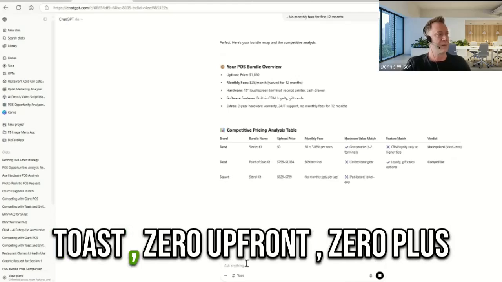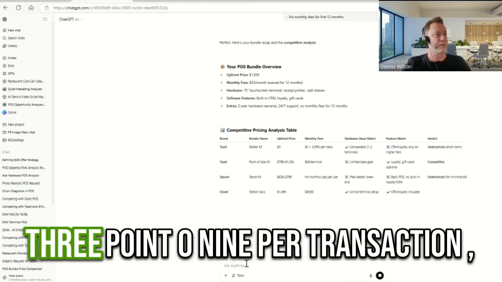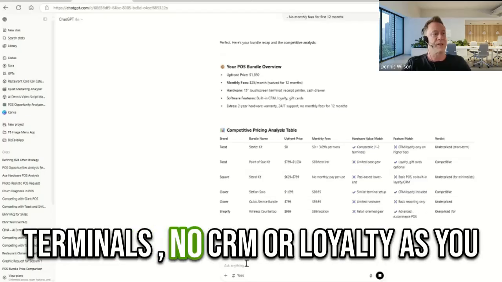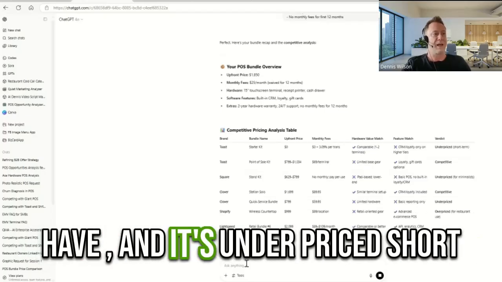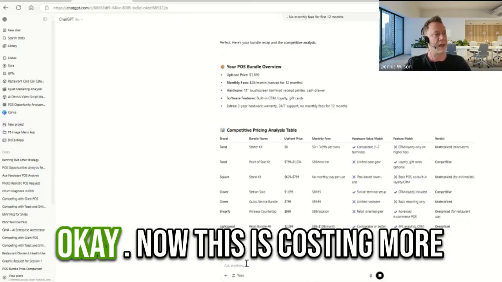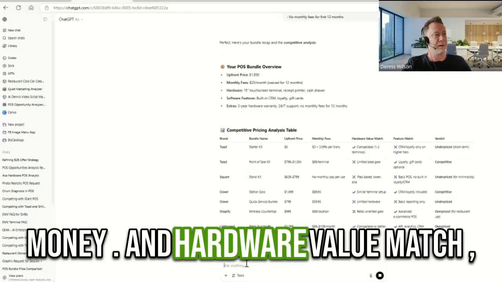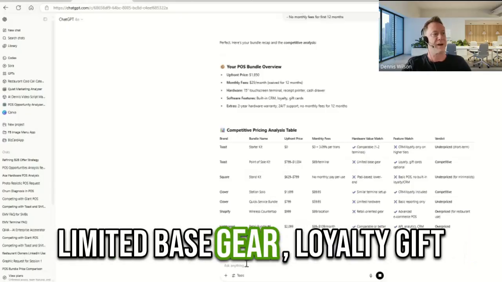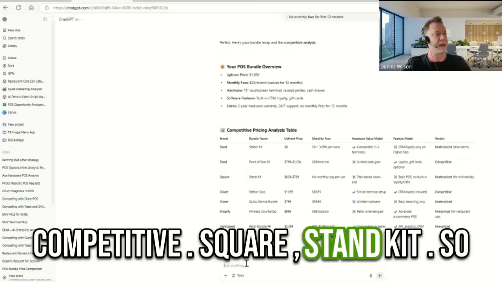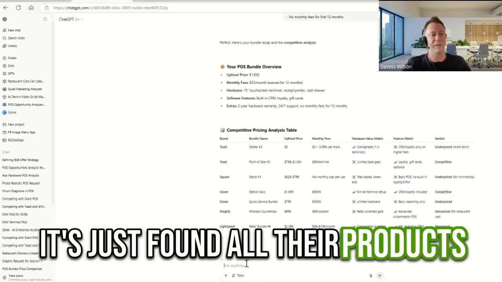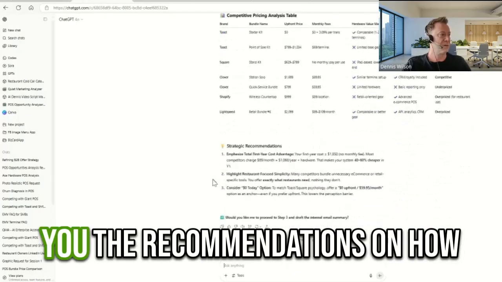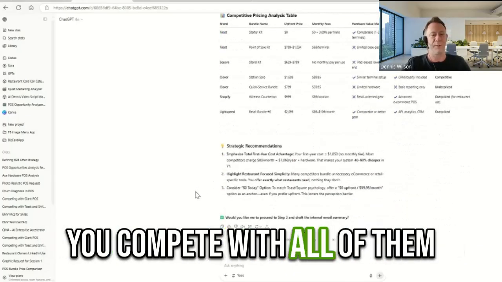So Toast, $0 upfront, plus 3.09 per transaction, comparable on the 1 to 2 terminals, no CRM or loyalty as you have, and it's underpriced short term. Toast, point of sale kit. Okay, now this is costing more money, and hardware value match, limited base gear, loyalty gift cards optional, and it's competitive. Square, stand kit. So it's just found all their products and analyzed them, and now gives you the recommendations on how you compete with all of them.